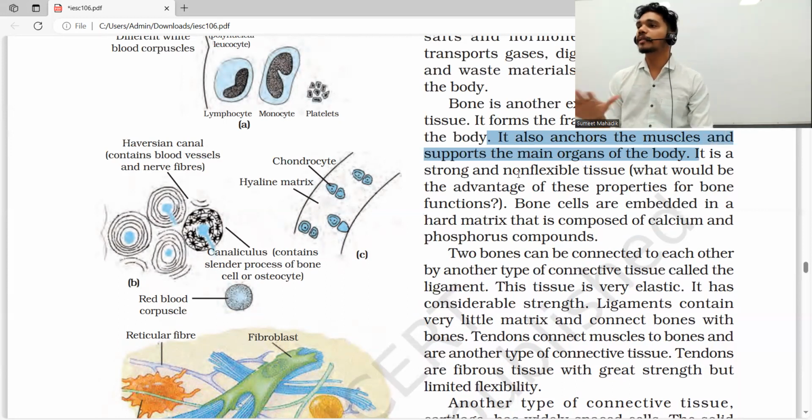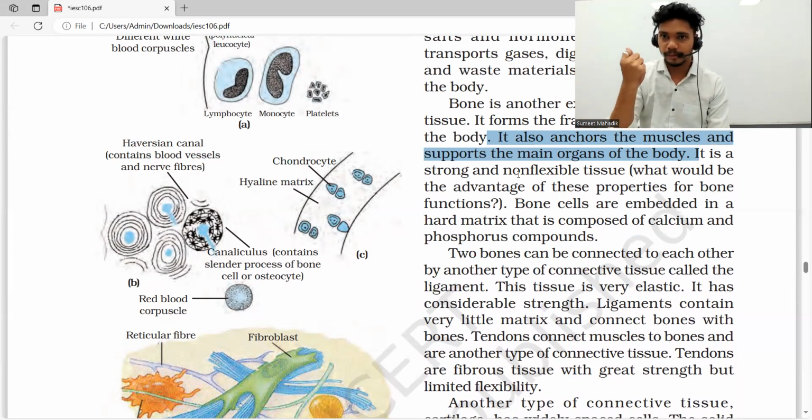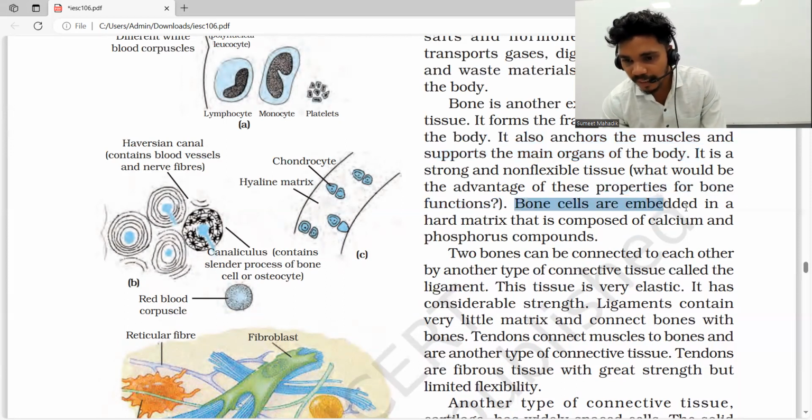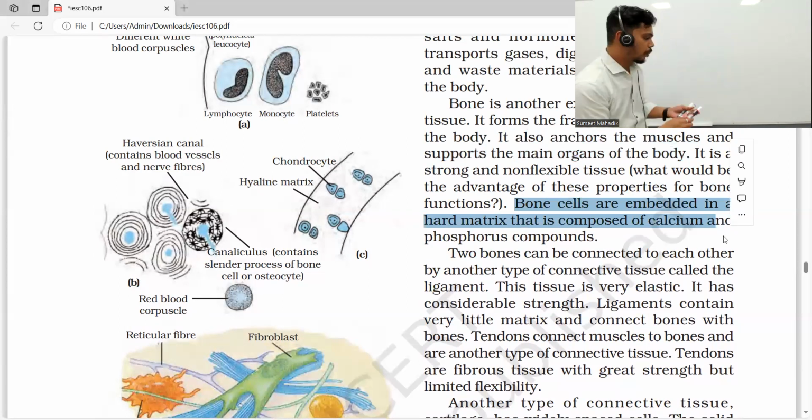Which is the strong and non-flexible tissue? Bone. But bone can be moved like this. These are the joints, it's a form of bone only, but they are joined, that's why we can move it. Bone cells are embedded in a hard matrix composed of calcium and phosphorus. So bones are formed by a strong matrix.